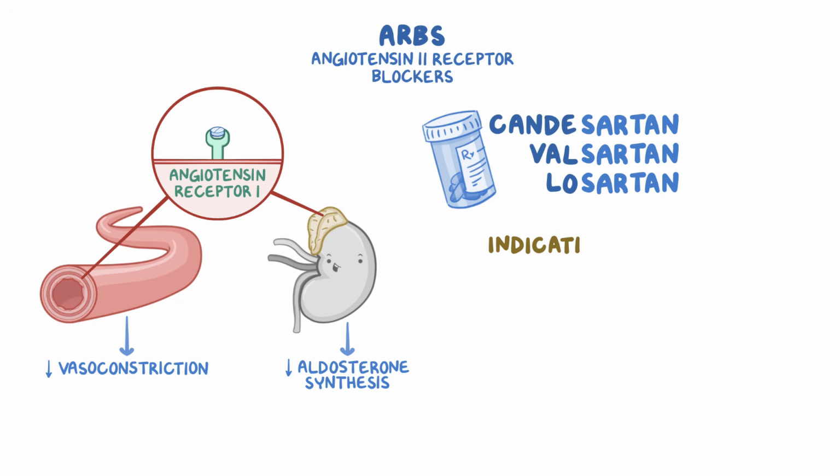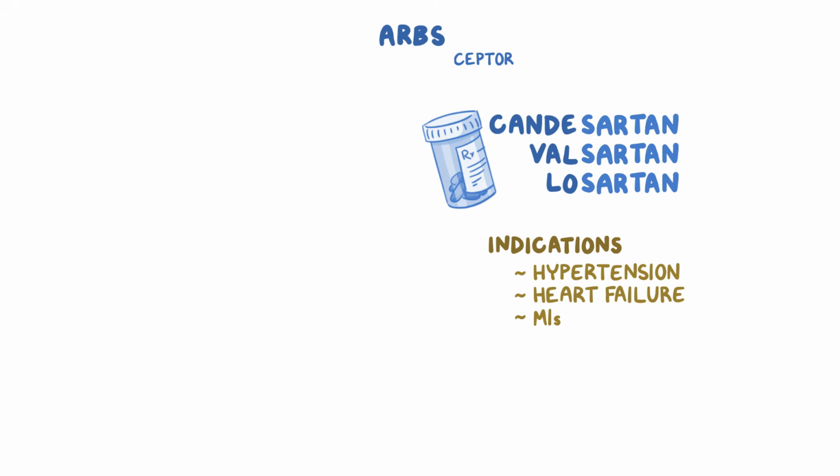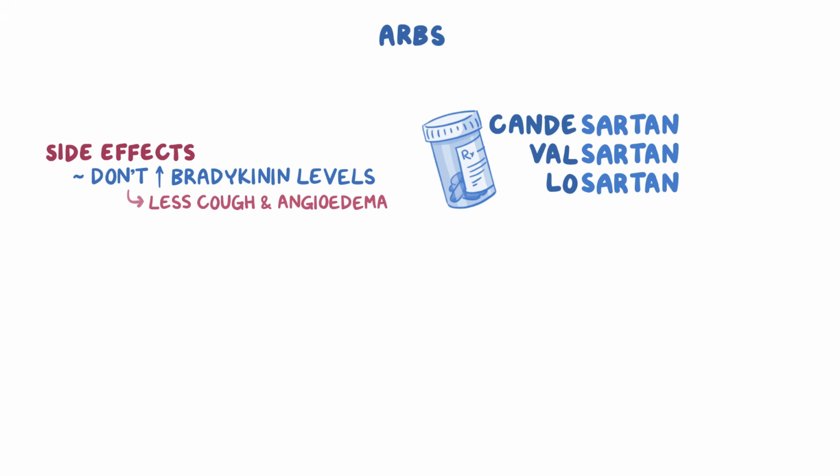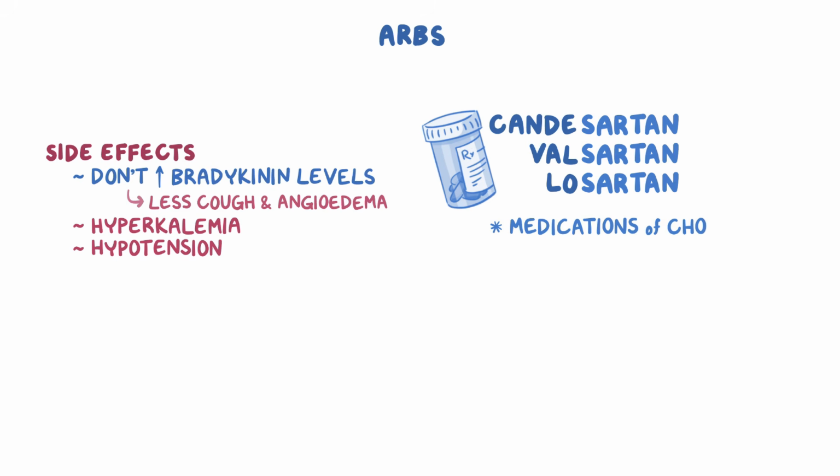They have the same indications as ACE inhibitors and can also be used to treat hypertension, heart failure, and MIs. Unlike ACE inhibitors, they don't increase bradykinin levels in the blood. Hence, they cause less cough and angioedema. Other than that, the adverse effects of angiotensin II receptor antagonists, just like ACE inhibitors, are hyperkalemia and hypotension. Despite having an apparently safer profile than ACE inhibitors, angiotensin II receptor antagonists are the medication of choice only if ACE inhibitors cannot be tolerated.